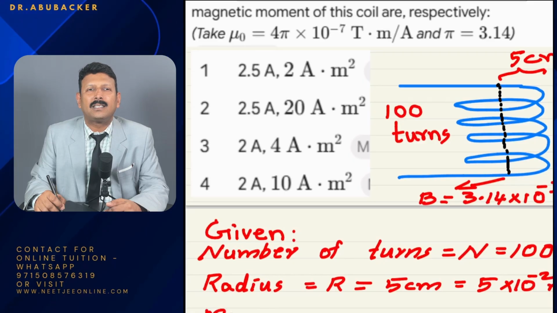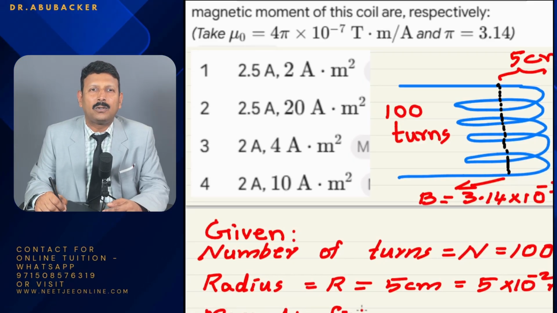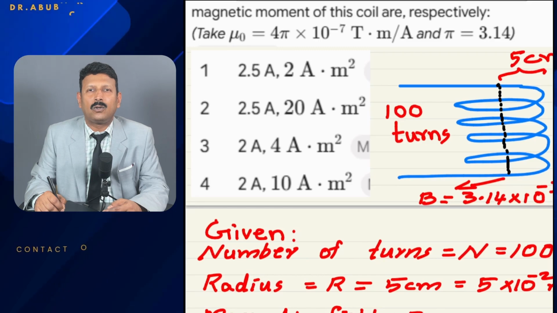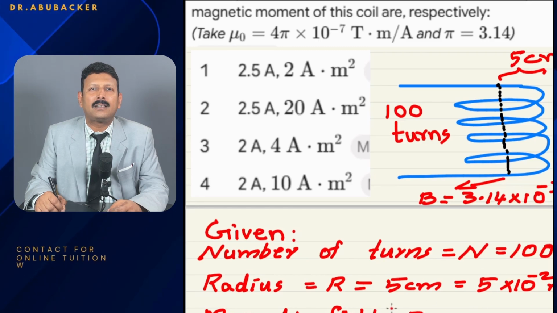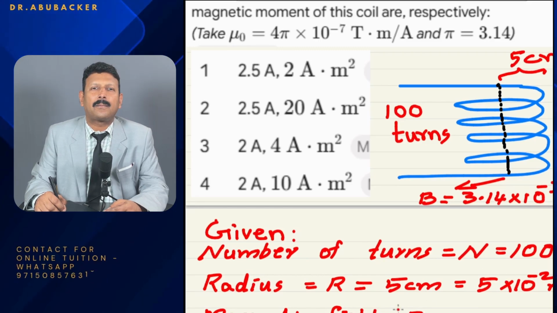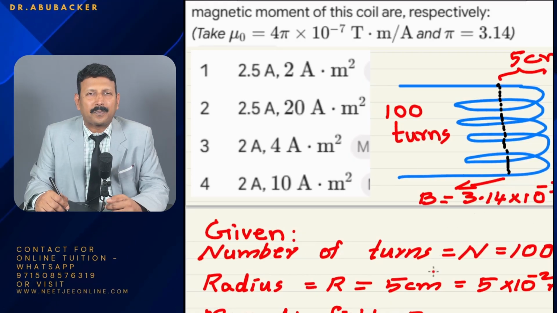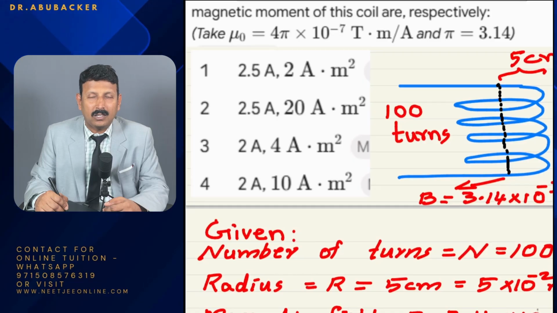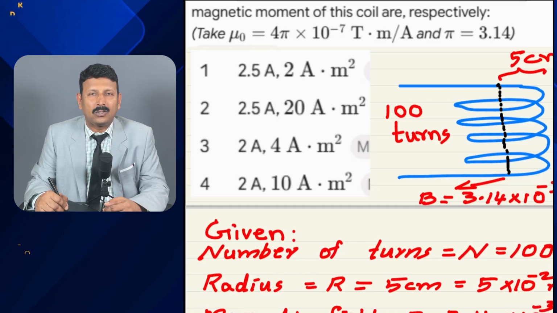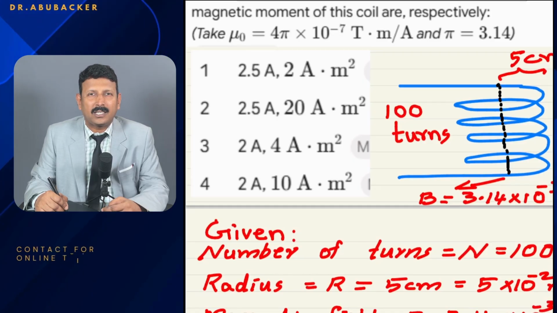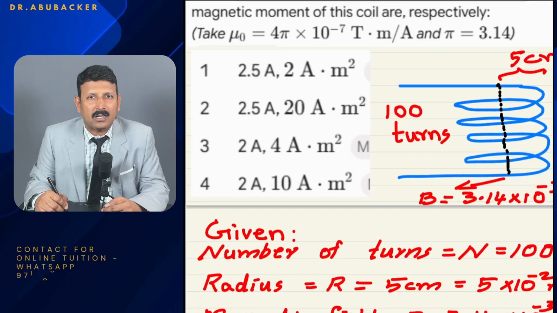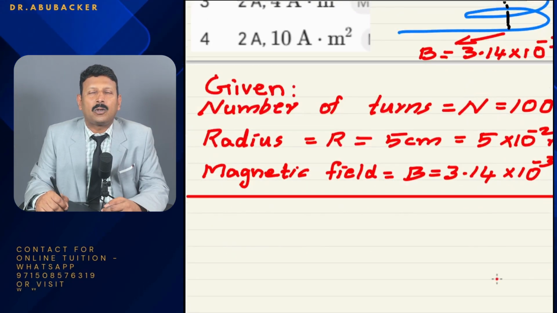Now what next? Magnetic field given. Magnetic field B is equal to 3.14 into 10 raised to minus 3. So which equation will we use now? The derivation we did before for the solenoid. If you search my videos, you will find that one. Self-inductance of a solenoid and mutual inductance also, both are done. So magnetic field is 3.14 into 10 raised to minus 3.